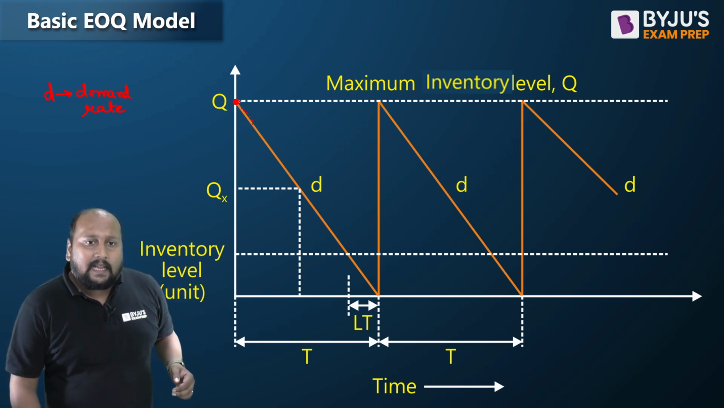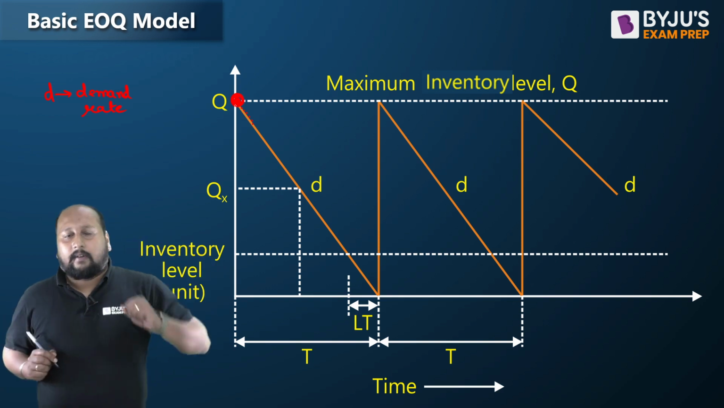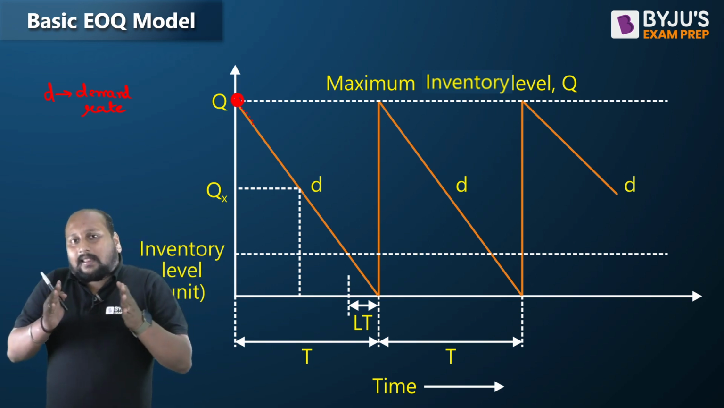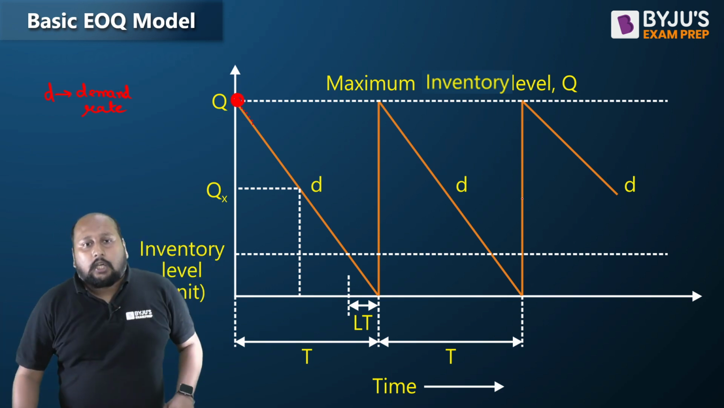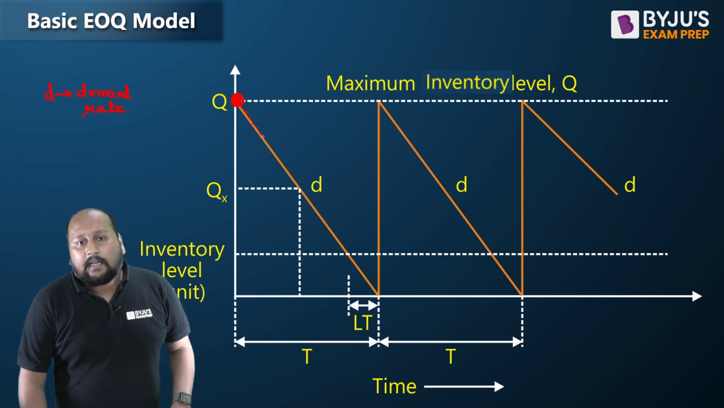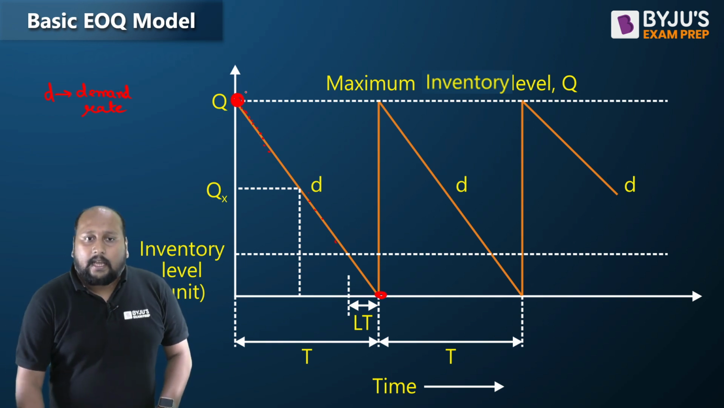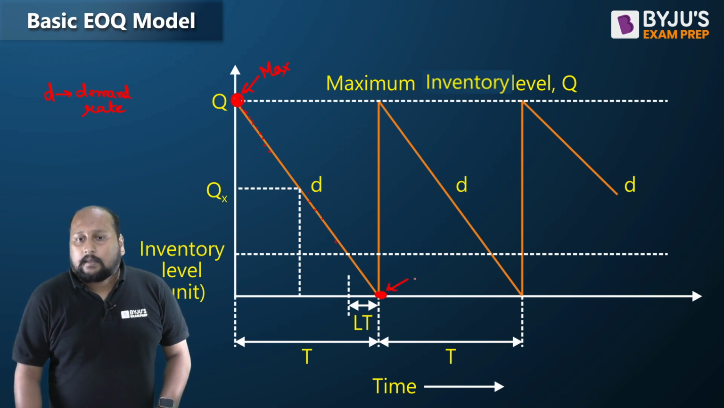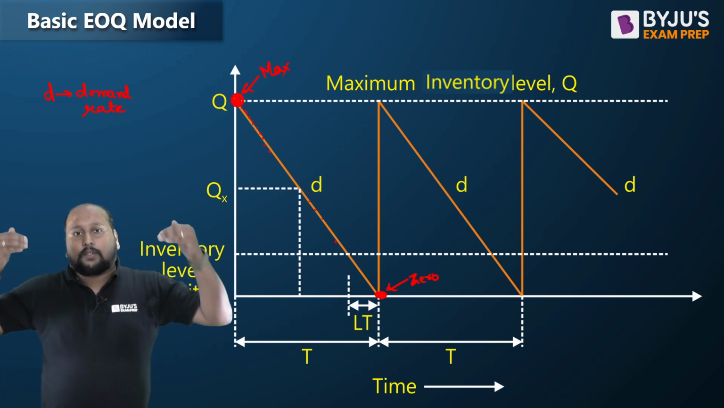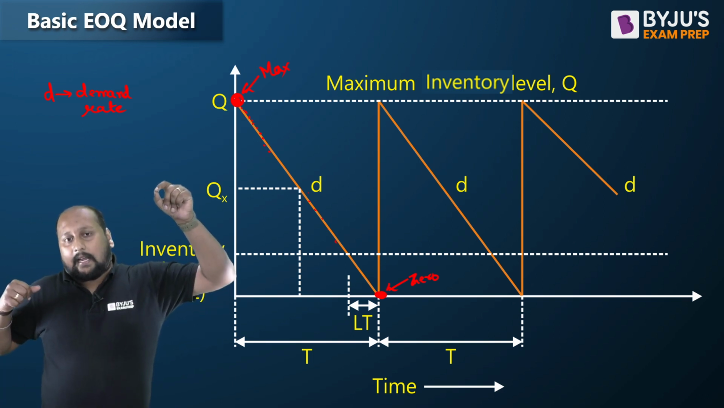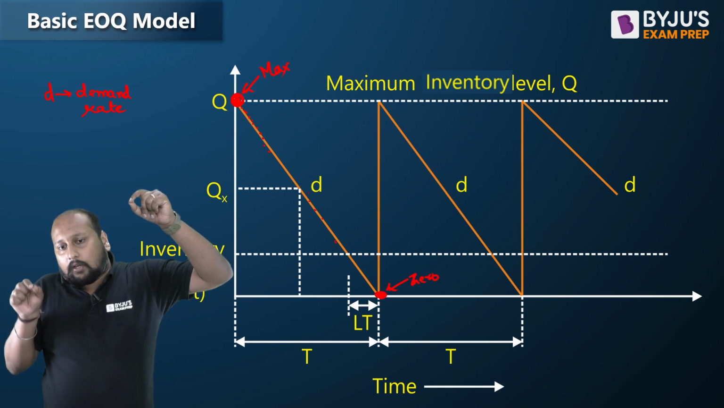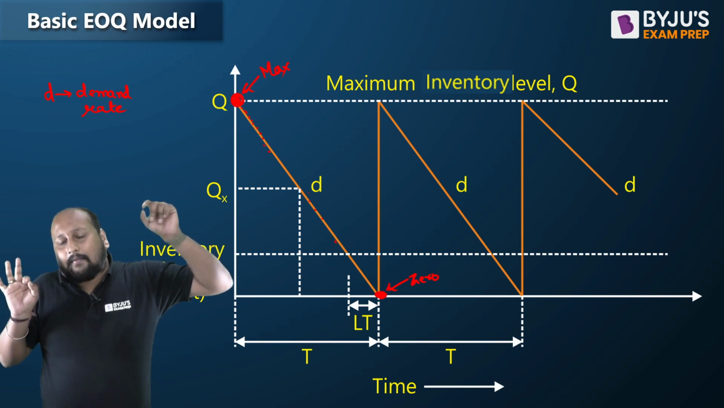And on day 0, you're having this much inventory, the maximum inventory. Over time, due to consumption, your inventory is constantly decreasing, and there will be a point when the inventory comes to a 0 value. Here the inventory is maximum, and here the inventory is becoming 0. Let's say you are procuring 1000 units, consuming 10 units every day. So after 100 days, on the last day, you'll have 0 inventory.